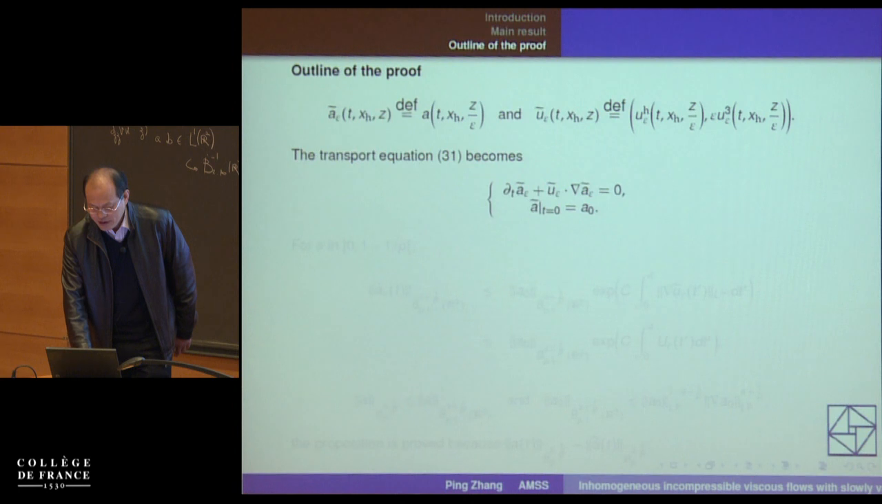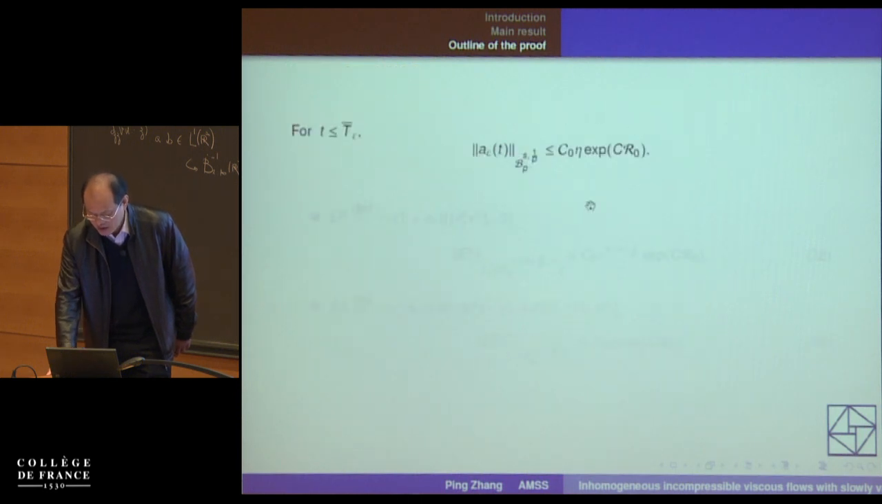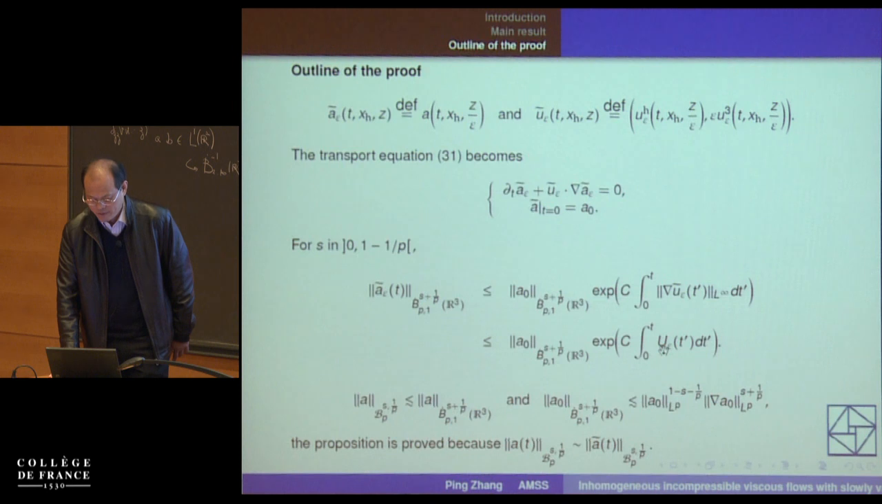It is well known that for a transport equation in the Lipschitz space, the Besov regularity of index less than 1 can be propagated. That is why for s between 0 and 1 minus 1 over p, this Besov regularity, B of s plus 1 over p, can be propagated by this L1 Lipschitz norm of the convection velocity field, which can be written in this way. Because of this special structure, we find that the L infinity norm of gradient U delta epsilon can be controlled by the U epsilon we defined before.